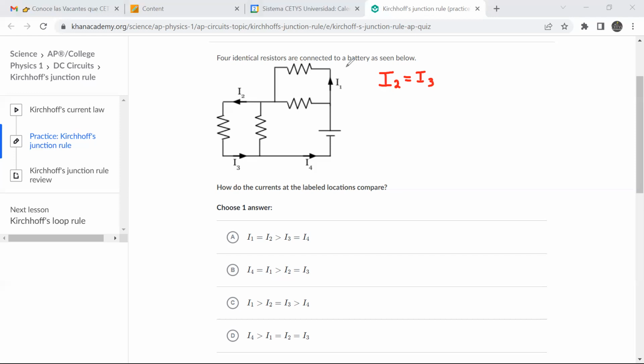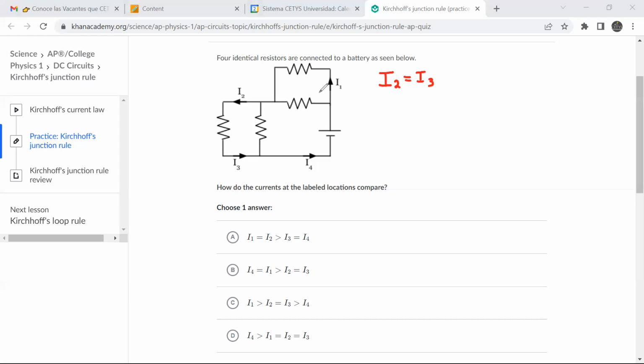Not necessarily because they're in series, but I2 is going into this resistor, and what's coming out is the same. There's nothing in the middle, nothing branching out the current. So whatever's going in has to be what's going out. So we can eliminate D and A. Let's go through these, and then we're going to see which ones maybe don't make sense. Was that clear?